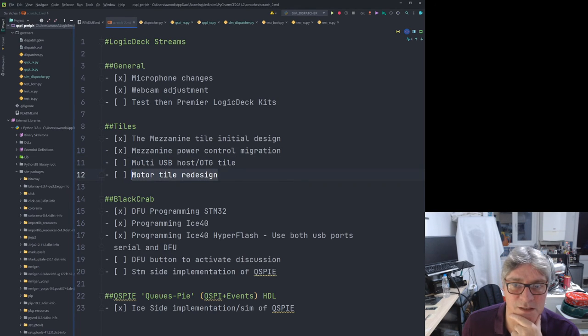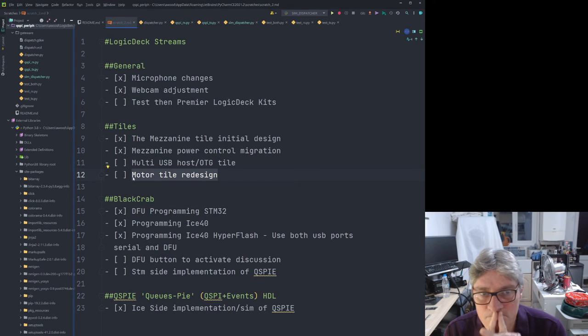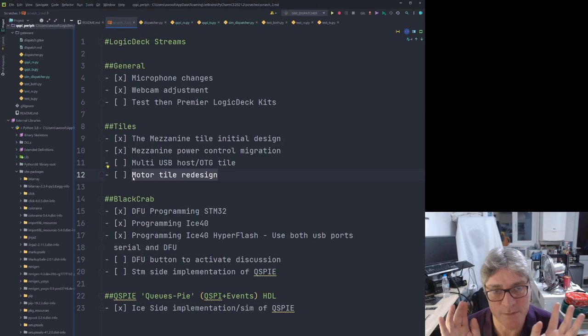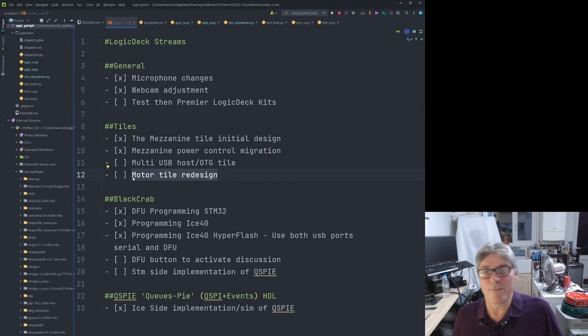I have currently designed a motor tile. This is a problem area because it's really difficult to get hold of the motor driver chips right now. The ones that I've designed for, I can no longer get. Surprise, surprise. I can get them in a different package, but I already changed from that older package back to this package, and I don't want to change it again.